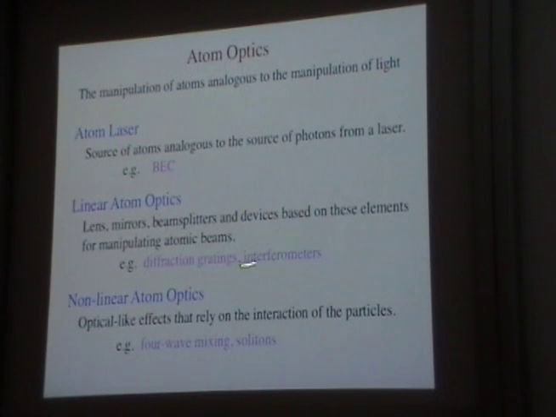As a result, you can do experiments in atom optics, which people often refer to as linear atom optics, basically designing lenses, mirrors, beam splitters, and so on, devices for manipulating atomic beams. Examples of these include diffraction gratings, interferometers, and so on. It turns out that you can also do experiments that are analogous to nonlinear optics using matter waves or atoms, and this is because the atoms interact, and I'll describe a couple of experiments in this area.